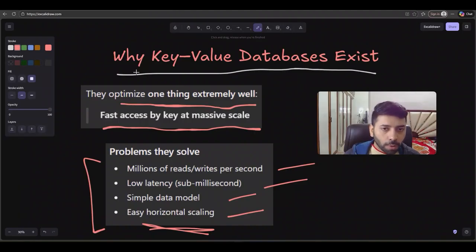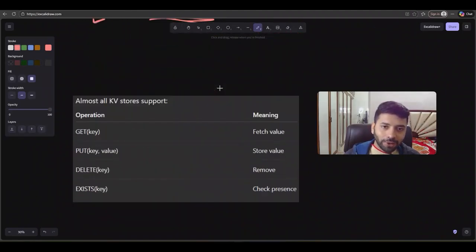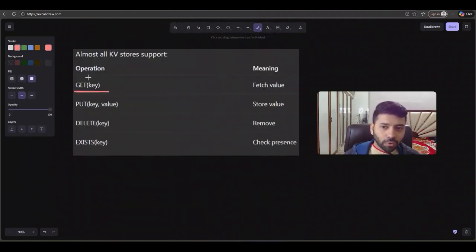Now, some of the core operations in key value database are that you will provide the key here, and based on that you'll get the value. Okay, so it will be used to fetch the value. It is very similar to what you might have used in hash map or dictionary, correct? Any language that you have used like Python or Java, in Java you have the hash map, correct?